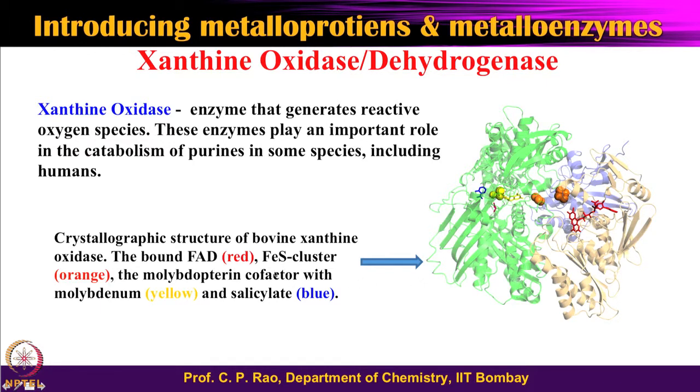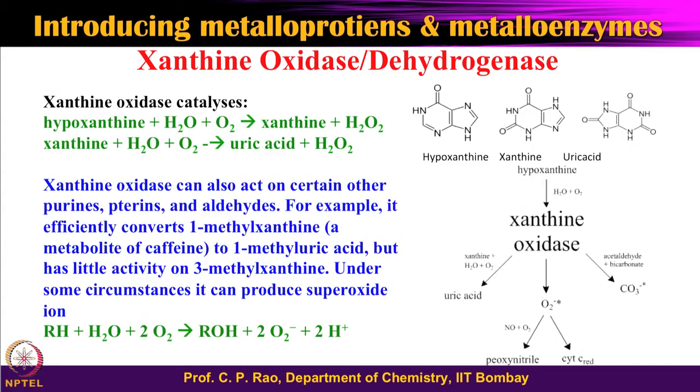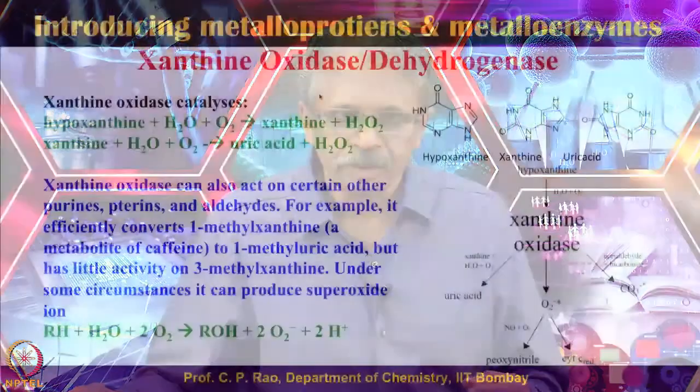The one in orange color is the iron-sulfur cluster, and this one is in the form of the molybdenum cofactor. And this is the salicylate pocket, and this is the structure of the enzyme in the resting state. Let us recapitulate. What does xanthine oxidase do?